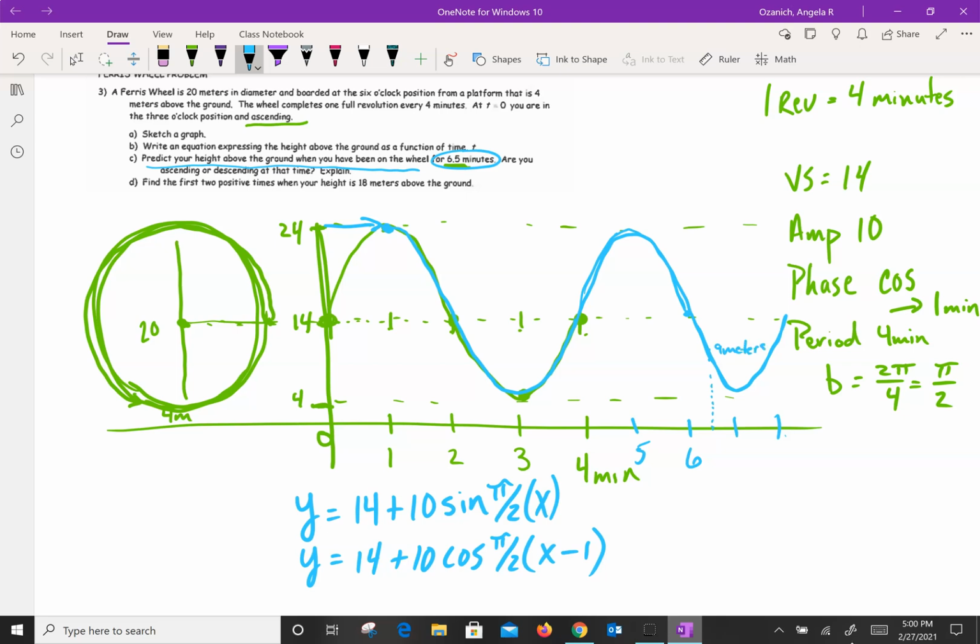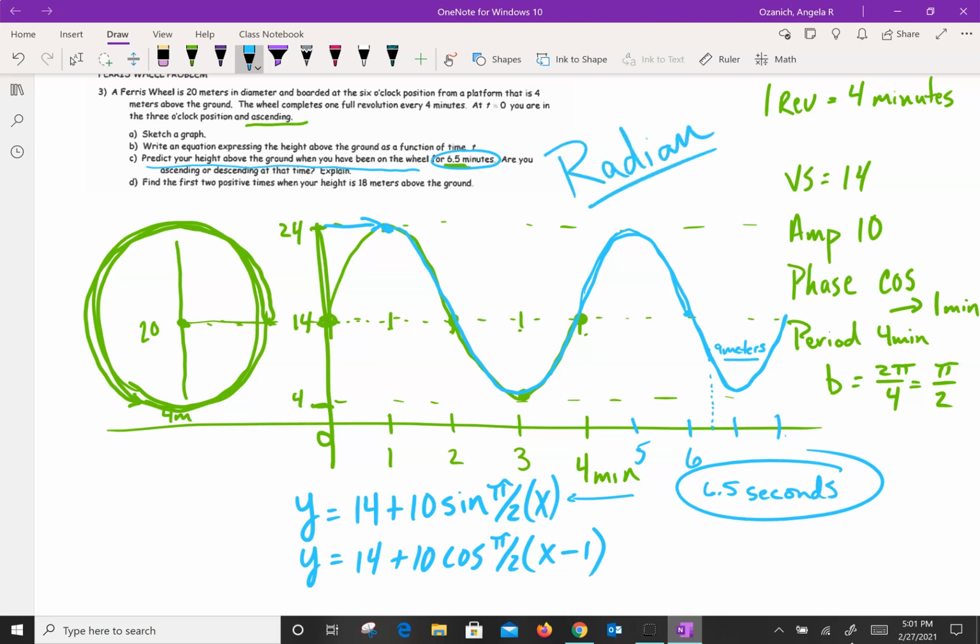If you're not sure from your graph, remember you can always take your 6.5 and plug it in for x and actually do your calculation based on your sine or cosine. Don't forget that on all of these applied problems, you want your calculators in radian mode. Super important. All right.